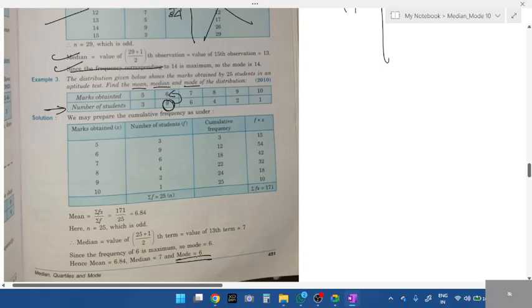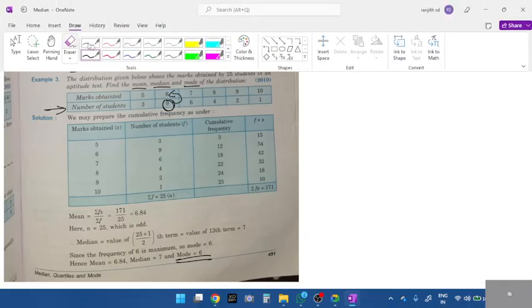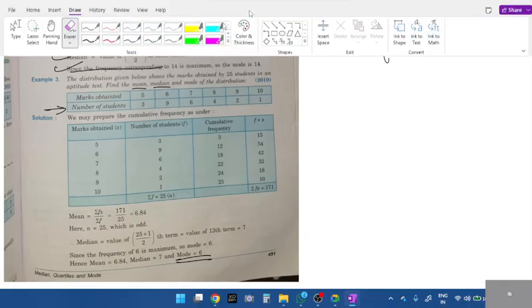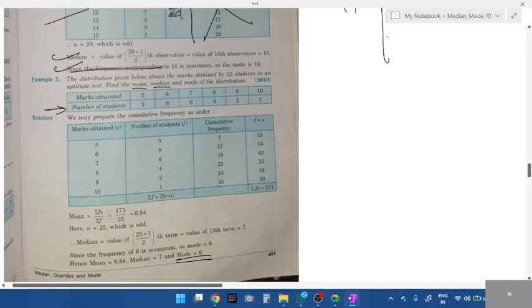And for median, what is required, students? For median, what is required? You need cumulative frequency. Respond, all of you. For median, we need cumulative frequency. And for cumulative frequency, what is the rule? You have to arrange it in ascending or descending order. For cumulative frequency, it is always ascending order. 5, 6, 7, 8, 9 is already arranged. Even if it is not arranged, we need to arrange it, students. Is the concept clear? All of you will respond.